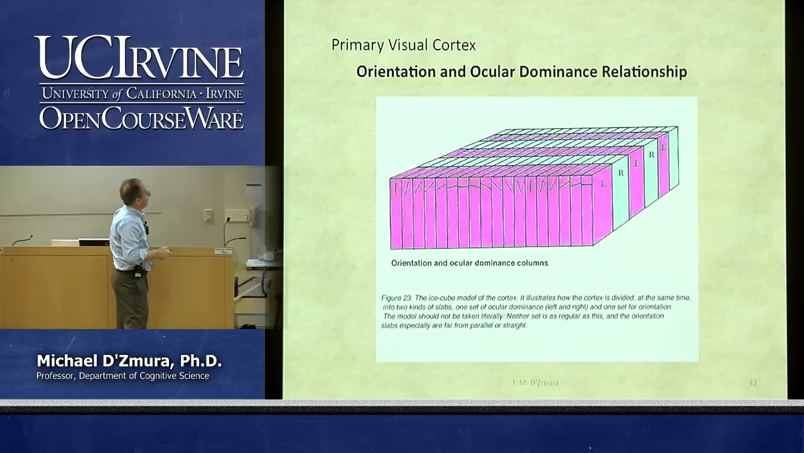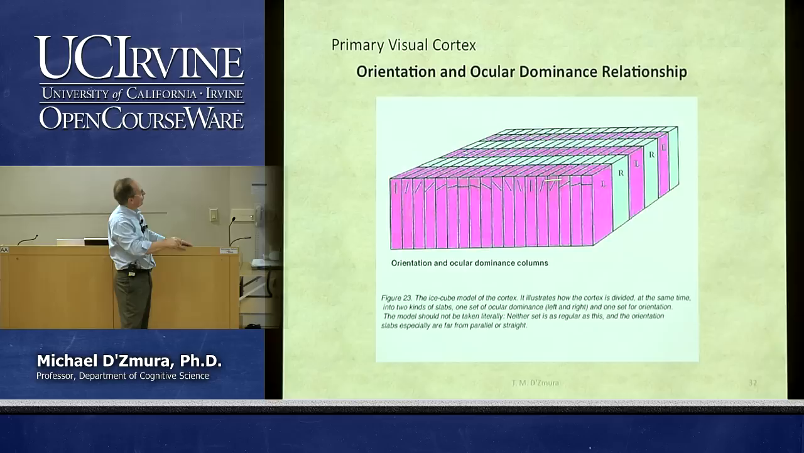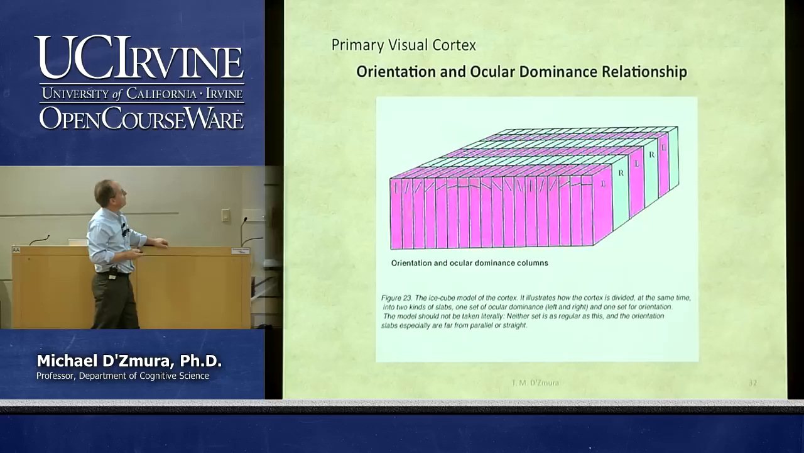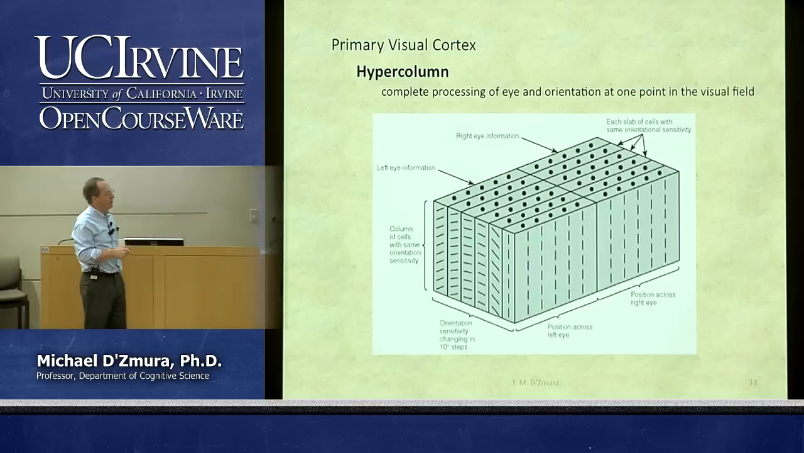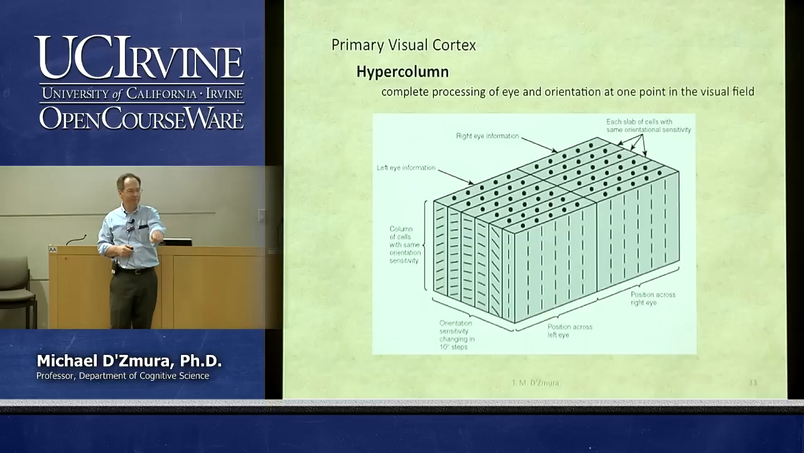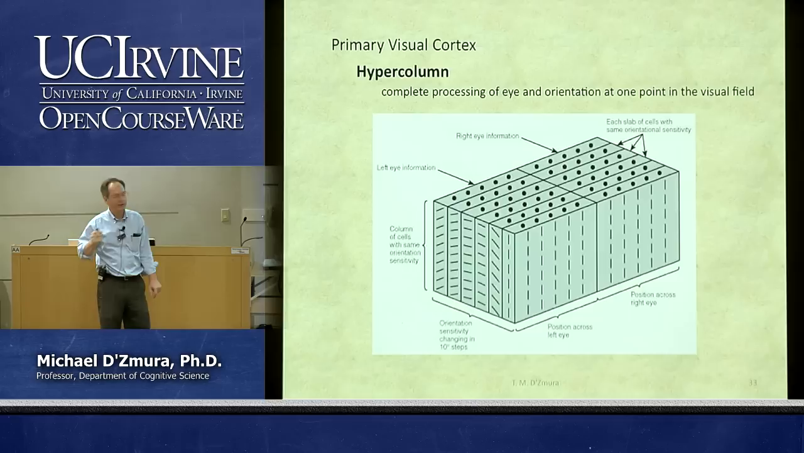So this is an ice cube model of cortex showing for some small region of the visual field ocular dominance columns, these are the different colors, being more or less perpendicular to variation in the orientation selectivity of neurons. And this led people to the idea that there is a hypercolumn. For each point in the visual field, you need neurons that are sensitive to the left eye, you need neurons that are sensitive to the right eye, and for both of those eyes' neurons, you need to be sensitive to each possible orientation for bars and edges.